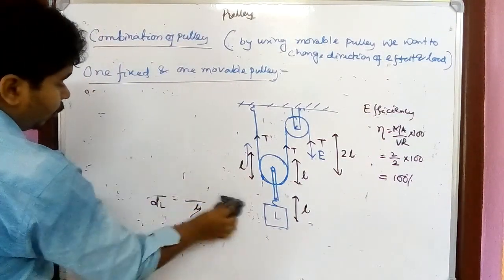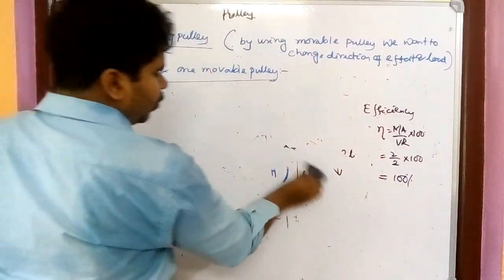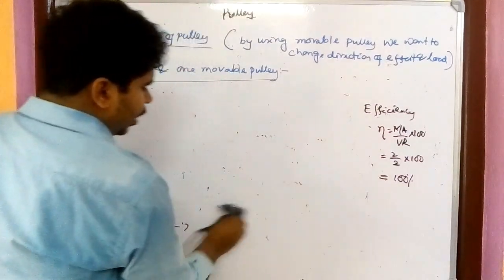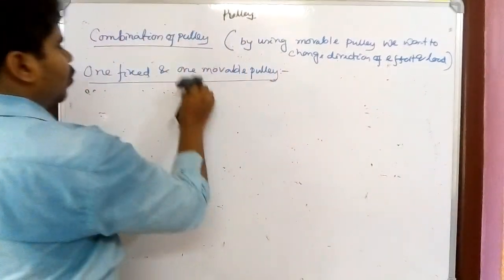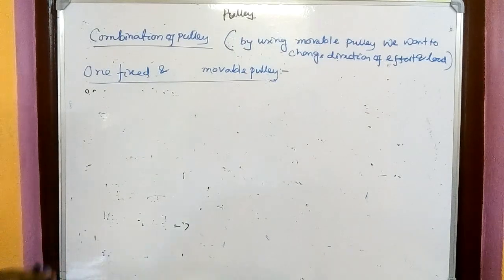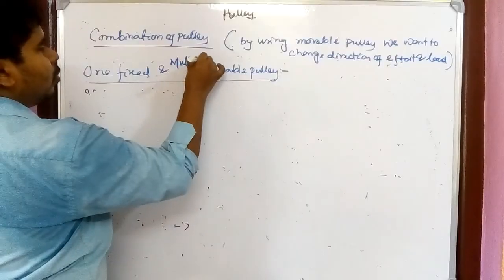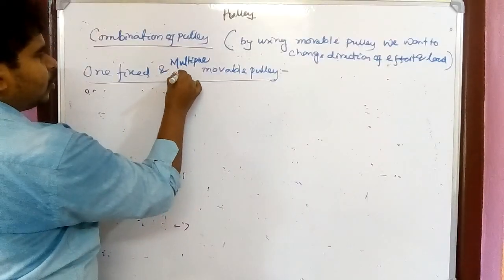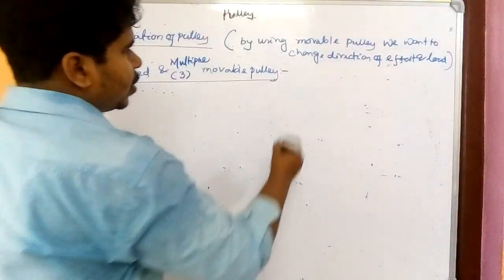Multiple. And now you may ask, sir, multiple means how many? How many movable pulleys you have to use here? I'm going by the target of your book, because if I go more, it will be difficult for you and for me also to draw it. Whenever we are talking about multiple movable pulleys, here we have mentioned 3. So one fixed and 3 movable pulleys. How does it look? Let's see.